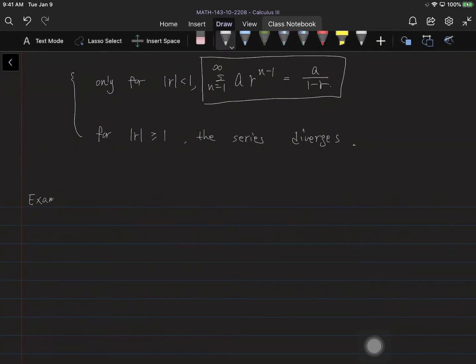Let's see, example 1. The geometric series with a equals 1 over 9 and r equals 1/3 is this one: 1 over 9 plus 1 over 27. This geometric series is given. I may just hide all those things. Okay, if it's not given, we should know what is A, what is R. So let's see, what's the sum?